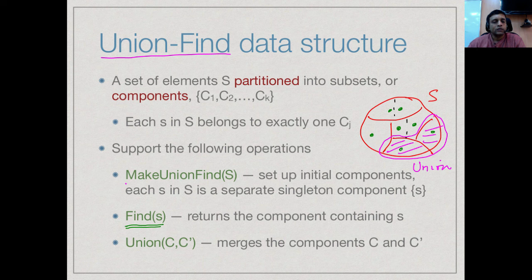The initialization of this union find is an operation which takes a set and, if it has n elements, breaks it up into n components, each containing one element.